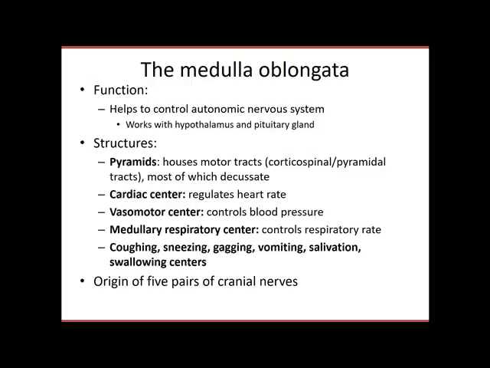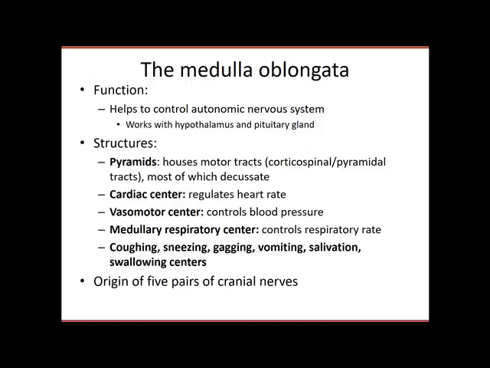Now there's a particularly interesting structure in the medulla oblongata called the pyramids. We will learn more about the pyramids when we talk about the pyramidal tracts. The pyramids house motor tracts, and these motor tracts, as we'll learn, are called the corticospinal or pyramidal tracts. And it's here where most of these motor tracts cross over. That word decussate, D-E-C-U-S-S-A-T-E, means to cross over. So we talked about the right half of your brain controlling the left half of your body, right? Well, here's where that crossing over actually happens. Why that happens, we don't know. But here's where it does.